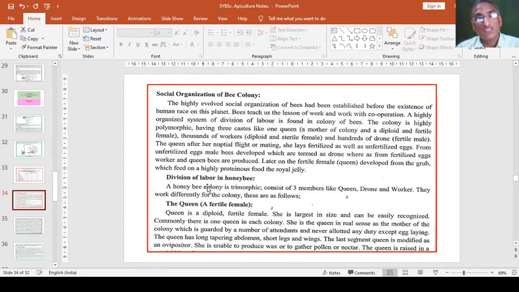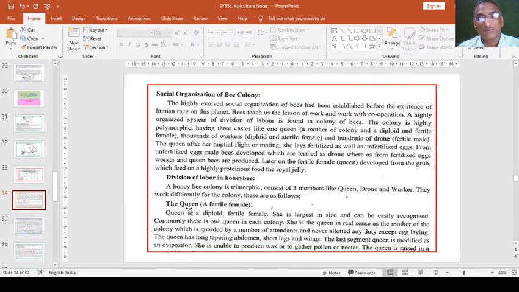So, division of labor in honeybees. How do honeybees divide their work among themselves? How do honeybees of different castes do different jobs, like workers, queen and drone? A honeybee colony is trimorphic, meaning three morphs are there. Morphologically they have three structures: queen, drone and workers. They work differently for the colony and these are as follows. We will see one by one in detail.